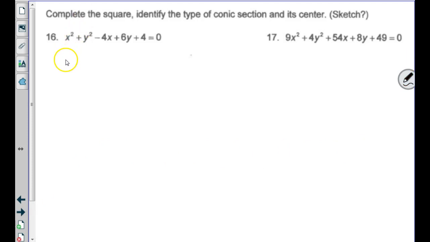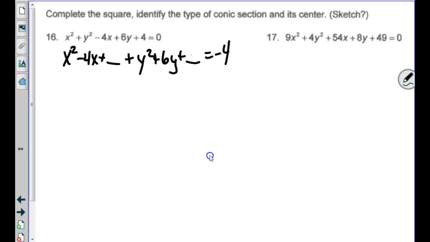Number 16, how do you want to complete the square on this one? Okay, so can you do this one on your own? x squared minus 4x plus blank, y squared plus 6y plus blank equals -4. Finish that one up quick.